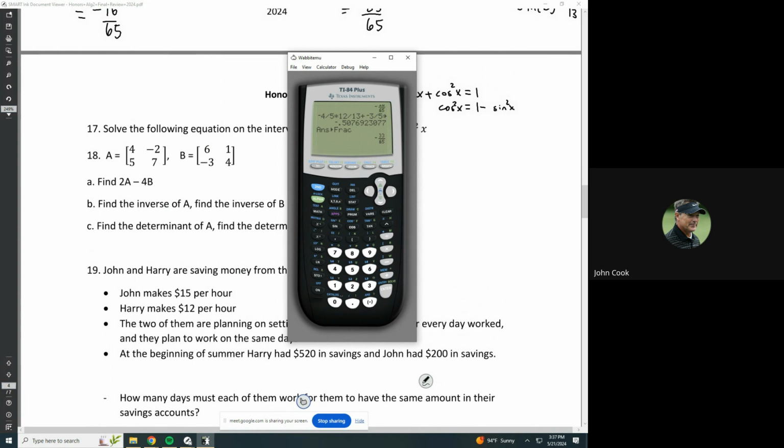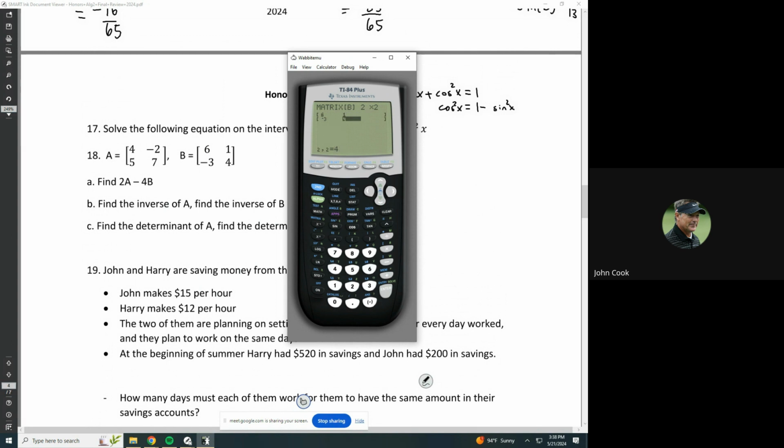But anyways, so you can just go to your calculator, go to matrix. Matrix A is a 2 by 2 matrix, 2 rows, 2 columns. And then the values 4 and negative 2 and 5 and 7. And then the other one, matrix B, is another 2 by 2. And then it's 6 and 1 and negative 3 and 4.